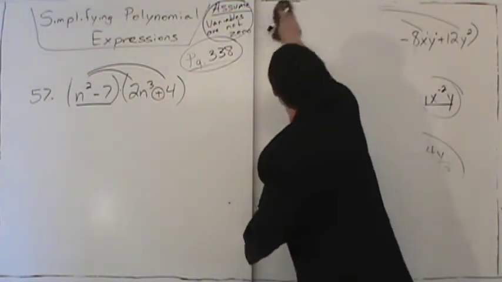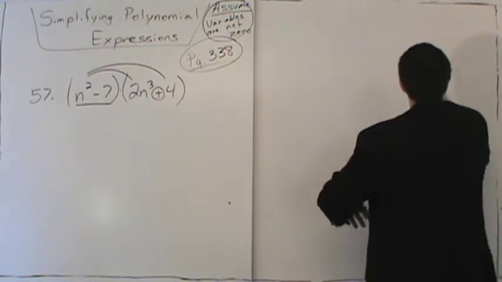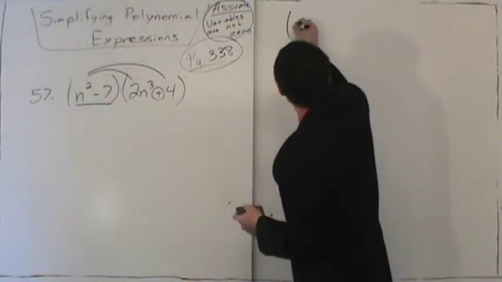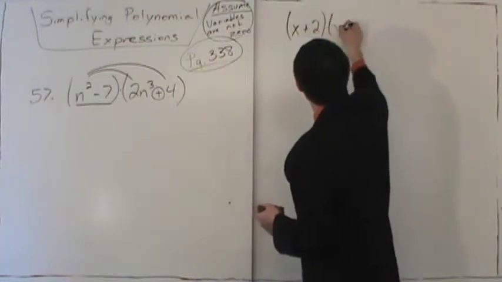We're going to use a different process today. We're going to use a trick that's going to save us some time. This trick is called FOIL. Let's look at x plus 2 multiplied by quantity x plus 3.